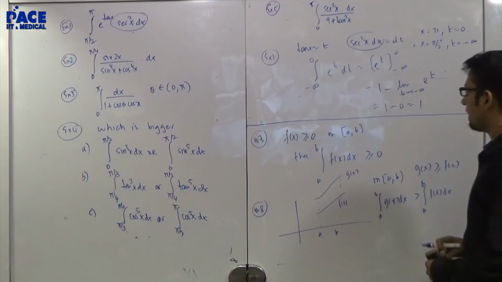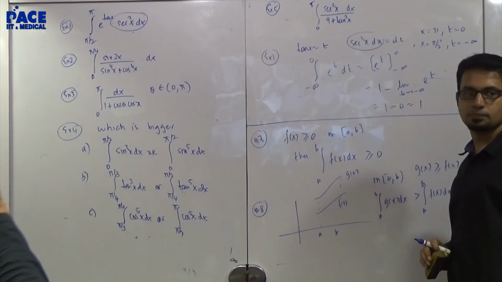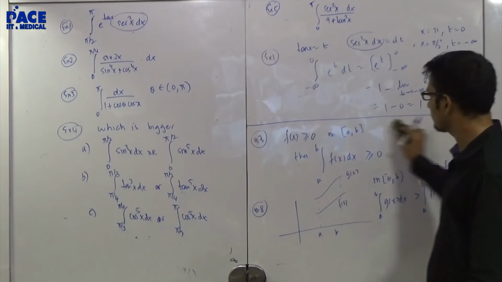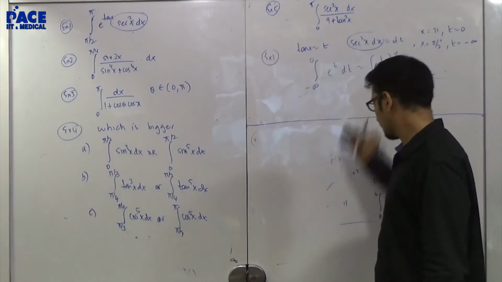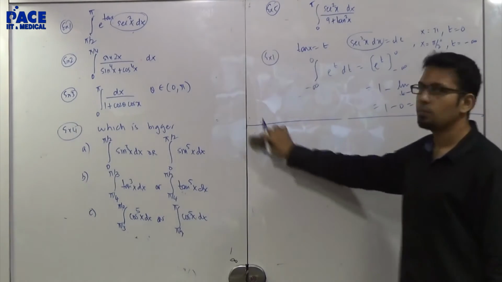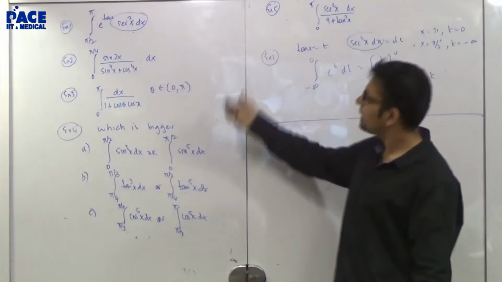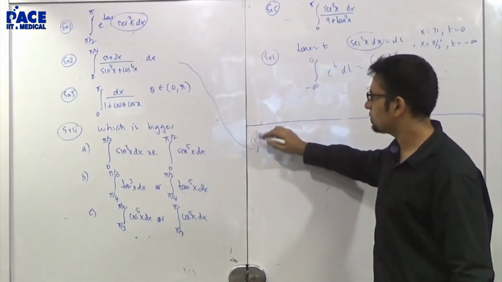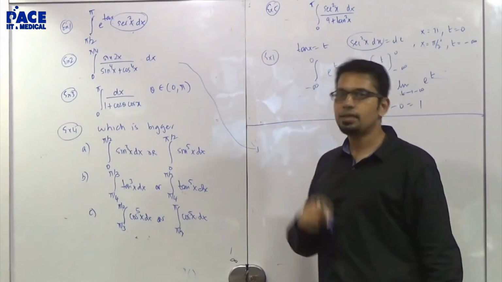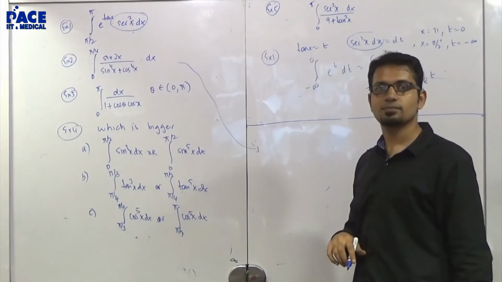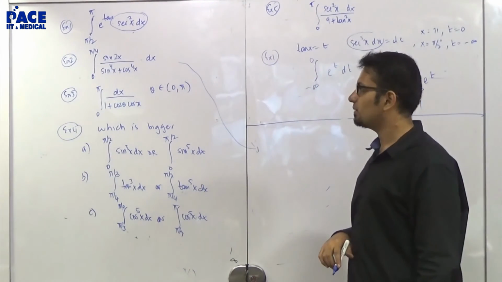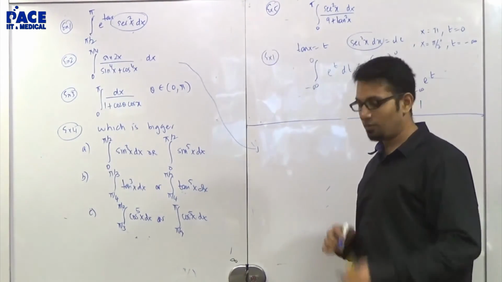Now the second one, how many have done it? Okay. Second one. Okay. In the second one, there are many ways to do this question. I'll do this. Wait, I think by now you should have done this question, so I won't wait.